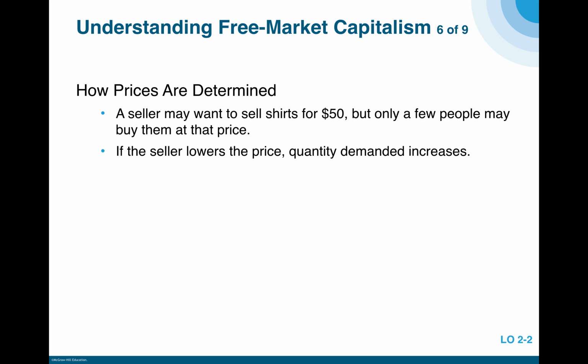So how prices are determined: a seller may want to sell shirts for $50, but only a few people may buy them at that price. If the seller lowers the price, quantity demanded increases. So a really good example is this.